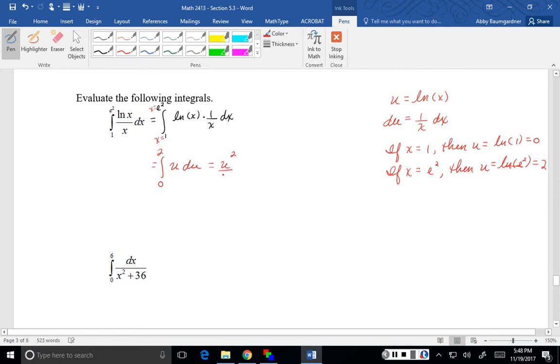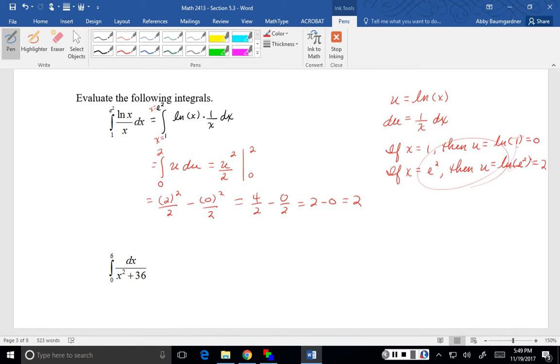You add 1 to your exponent, divide by that same number, evaluate from 0 to 2, plug a 2 in, plug a 0 in. Notice I never had to back substitute for the x's because that's actually occurring right here. I'm actually plugging in for x's right over here. So this is the other way to do it, and this is generally how I do these problems.